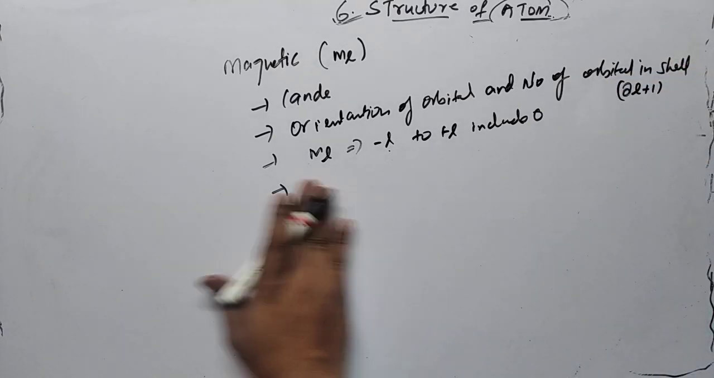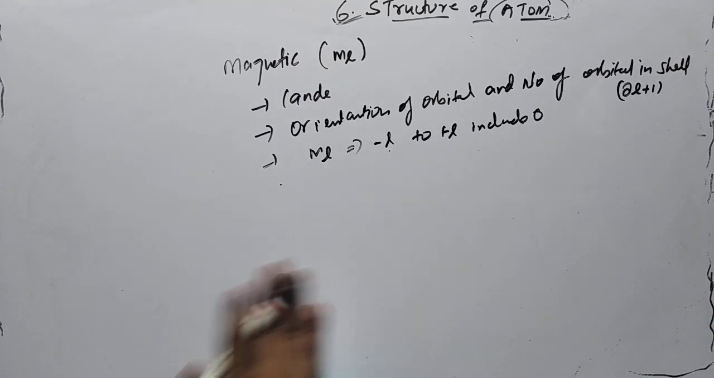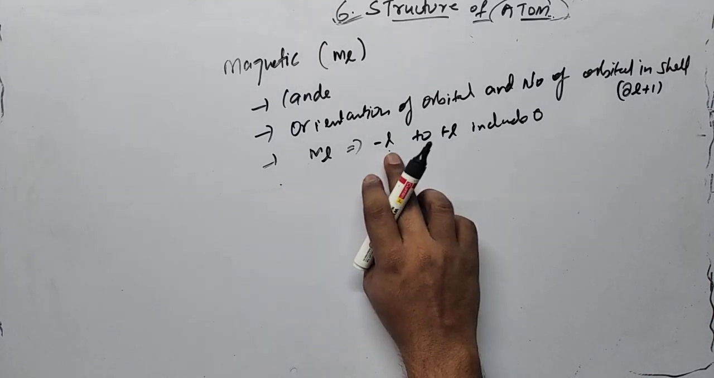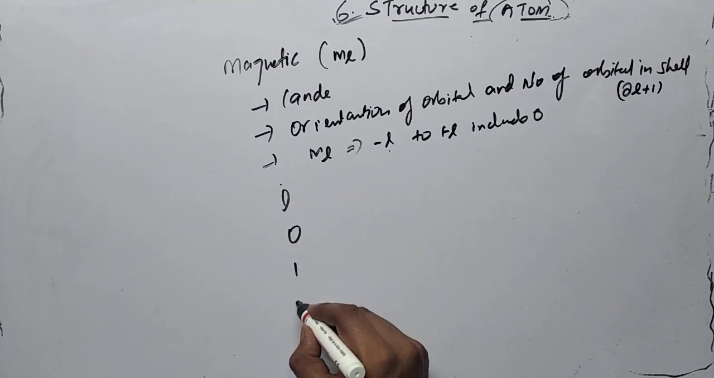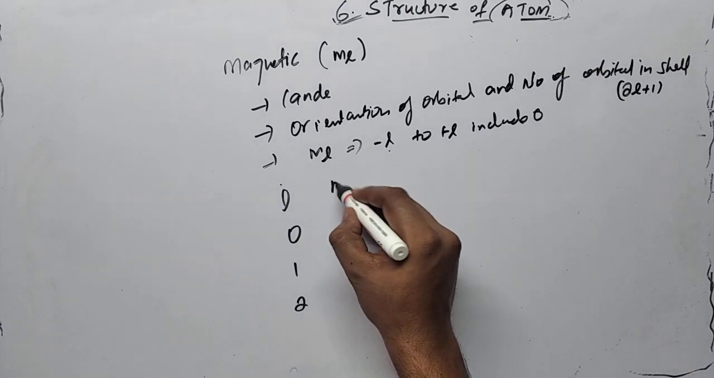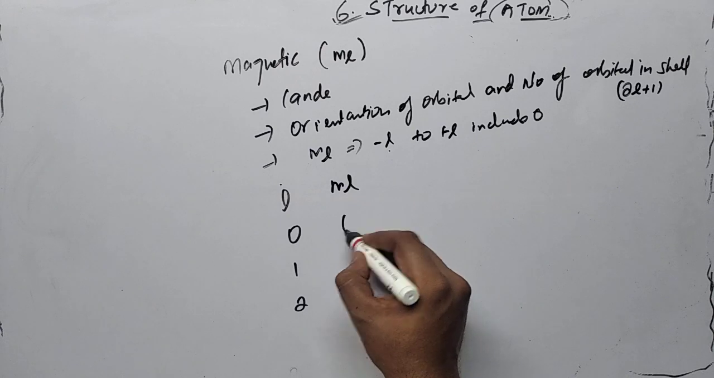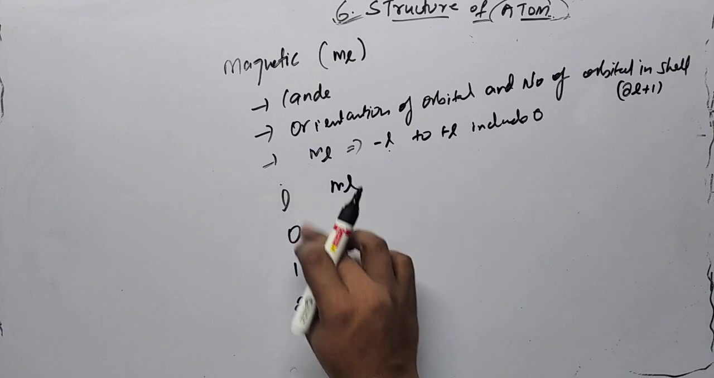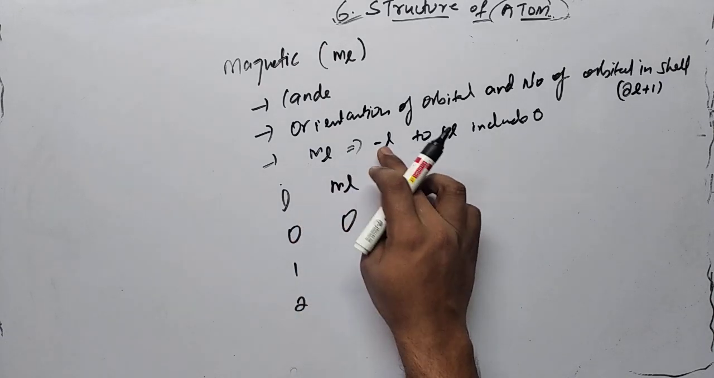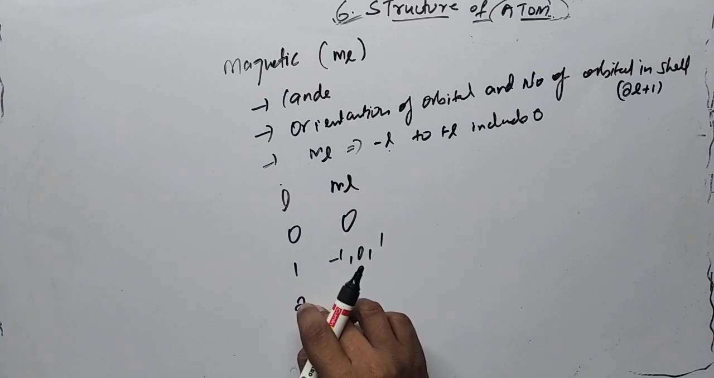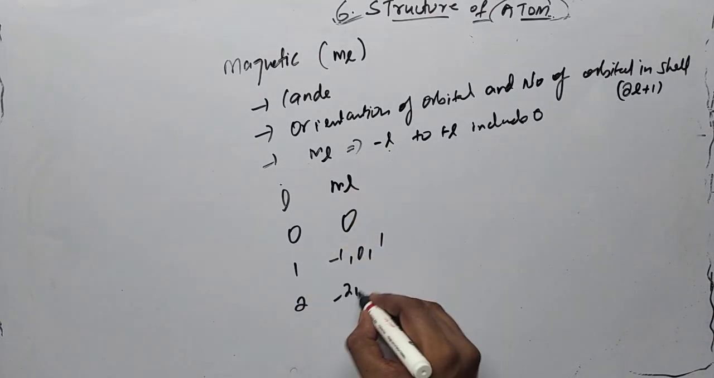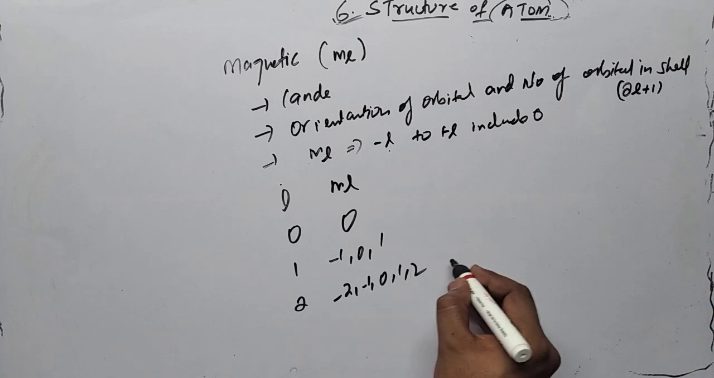For this you have a simple table. As the ml values are dependent upon l, I am just writing l values 0, 1, 2. Their ml values will be: if l is 0, ml is 0; if l is 1, ml is -1, 0, 1; if l is 2, ml is -2, -1, 0, 1, 2.